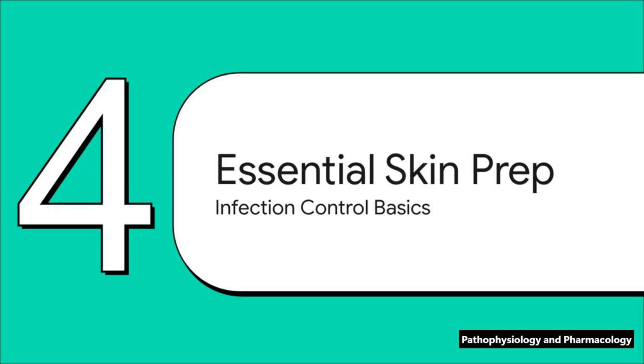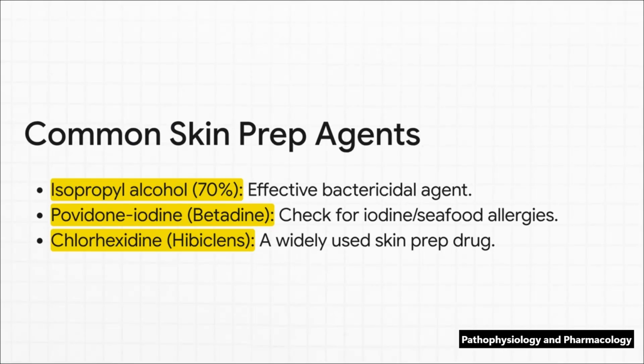All right, let's talk prevention. Before any procedure that breaks the skin, I mean anything from starting an IV to major surgery, proper skin prep is your #1 defense against infection. These 3 are the absolute workhorses of skin prep. You're going to see them everywhere, and for good reason. They work, and they work fast. You've got your standard alcohol, the super common chlorhexidine, and then povidone iodine, or betadine. And just like we saw with our wound care meds, betadine comes with a huge warning sign. You have to ask about iodine and even seafood allergies before you use it. It's a simple question that prevents a massive problem.